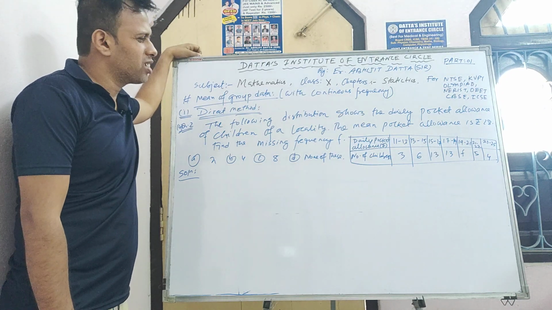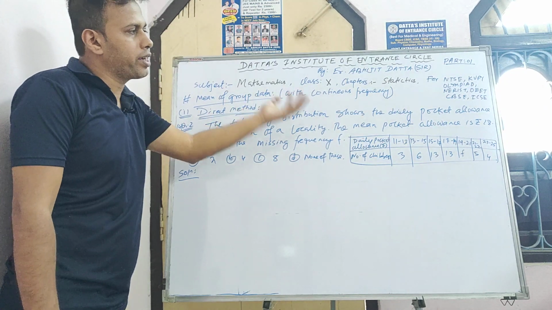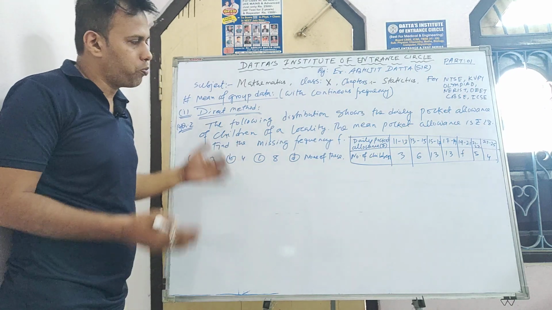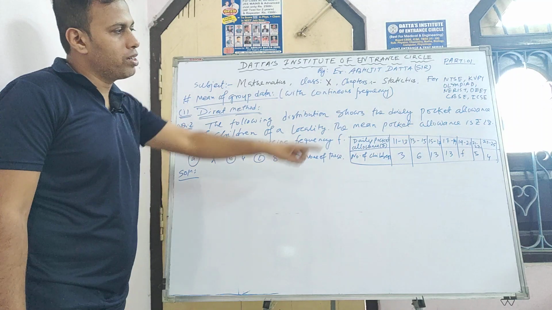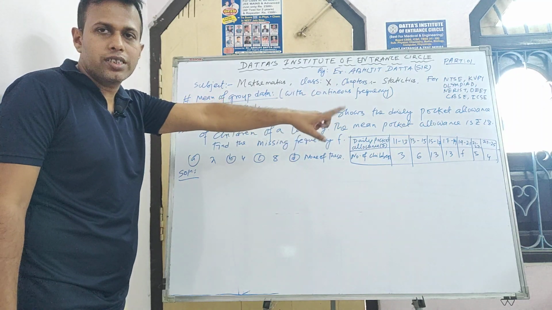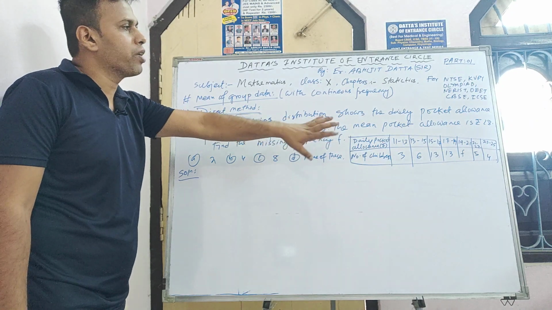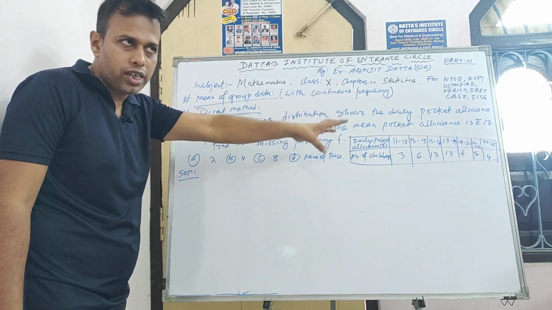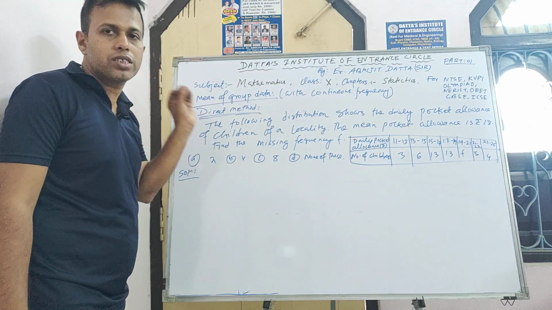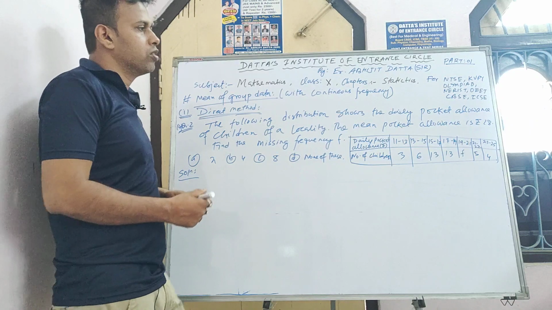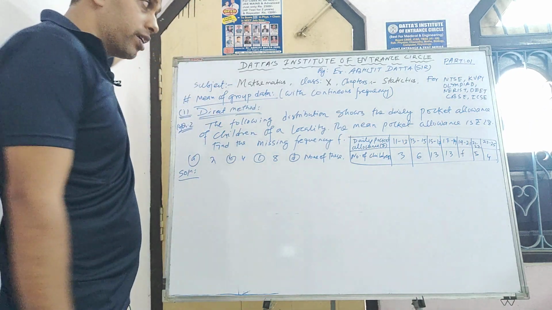That is in a locality, or in a village, or in an area. Okay, there are a few students. So students, pocket allowance means pocket money. So the pocket allowances of students are given in the table. There is one term missing, that is f. That is, for 19 to 21, f is given, and the mean pocket allowance is 18. So from the data, we have to find the missing frequency f.